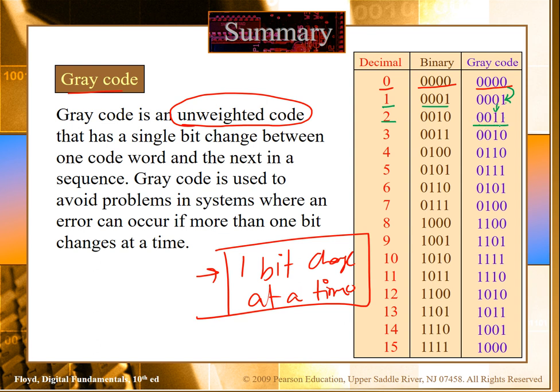Now for the next one, I can change this 1 to 0 and keep the rest constant. This represents 3. Now next, because I have made this change, I can make a change in this bit. So 111, 1 bit at a time. This represents 4. So we are making a single bit change from one code word to the next in the sequence.